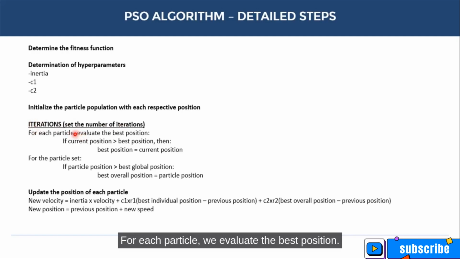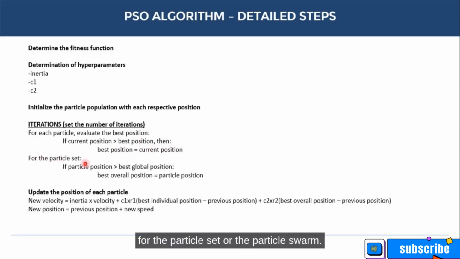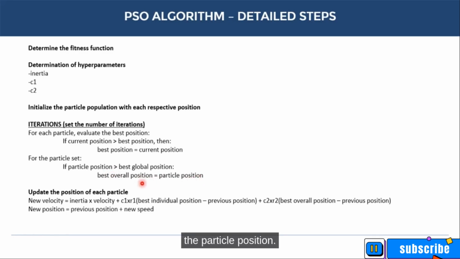For each particle, we will evaluate the best position. If the current position is better than the best position, then the best position is the current position. For the particle set, or the particle swarm, if the particle position is better than the best global position, then the best overall position is the particle position.